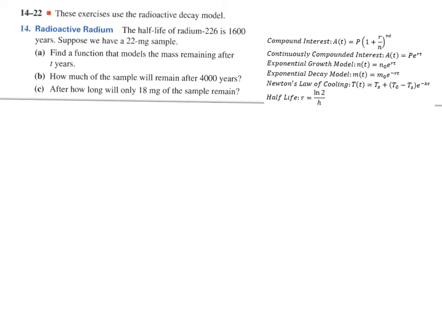All right, next up, number 14 here. So for this one, we have the half-life of radium is 1,600 years, and we have a 22 milligram sample. So I'm going to use my exponential decay model with my half-life formula there to tell me R. And so for part A, I'm just going to set up my formula. So I'm going to say mass after time t equals my initial mass, which is 22.